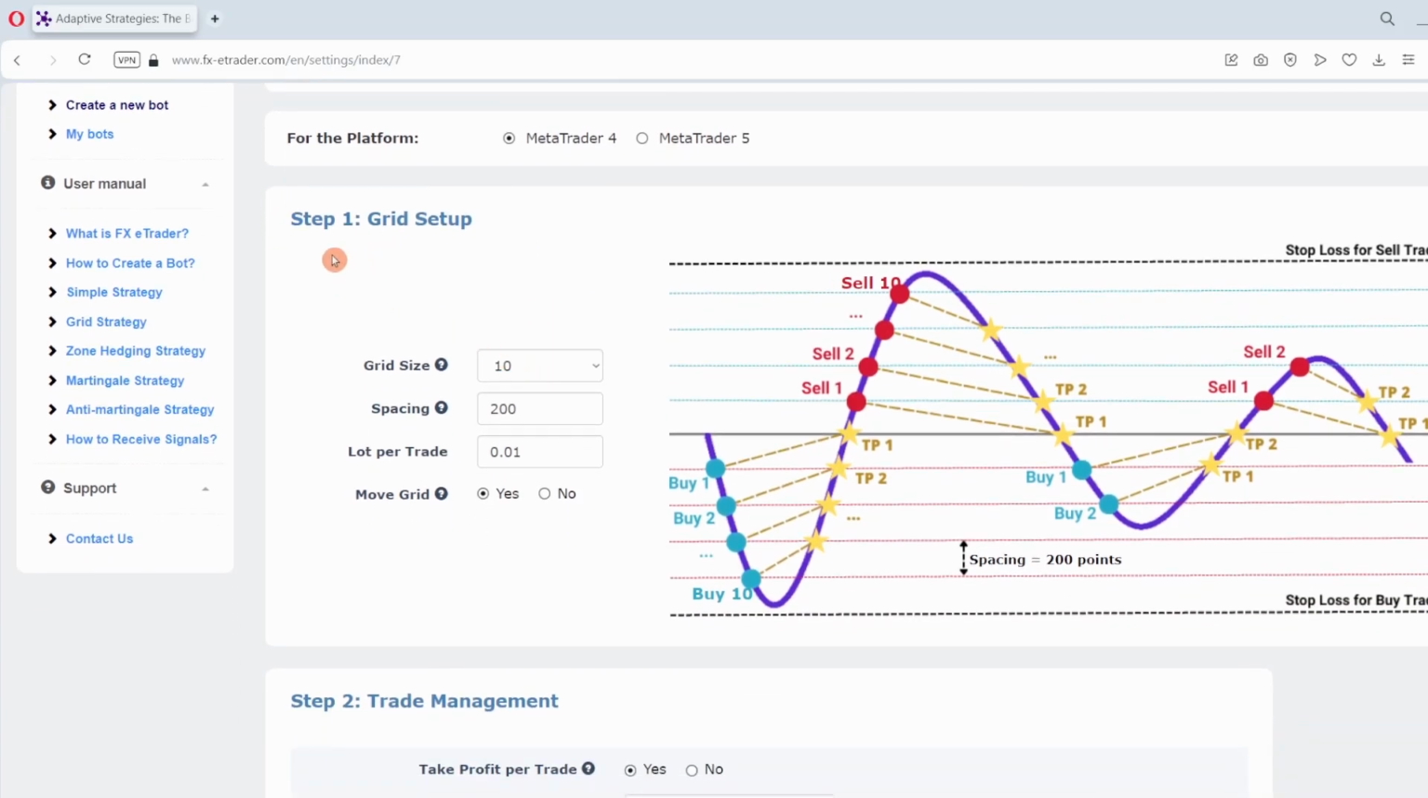Now let's move on to step 1, to define the parameters of our grid. The grid size corresponds to the maximum number of grid levels. The spacing is the number of points between two grid levels. We are going to enter 200 points, which is the equivalent of 20 pips. The lot per trade is the volume of each trade.